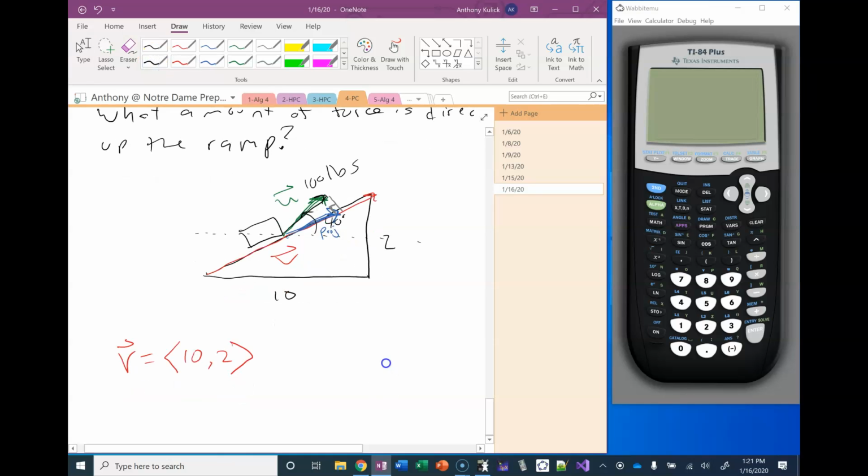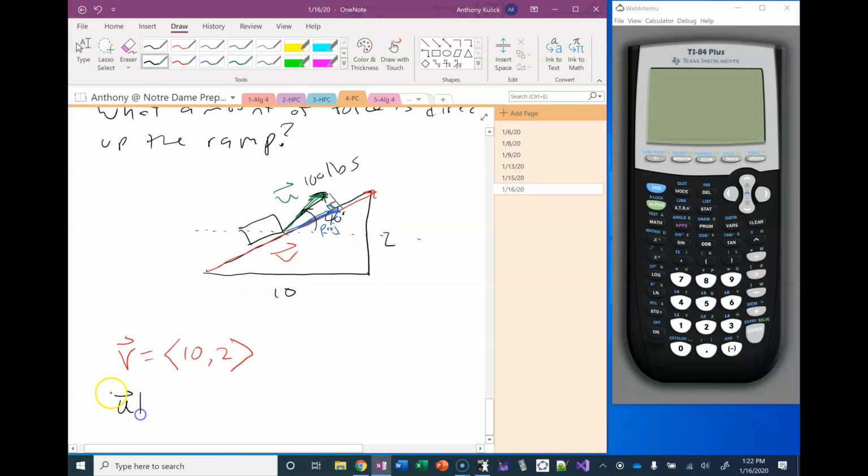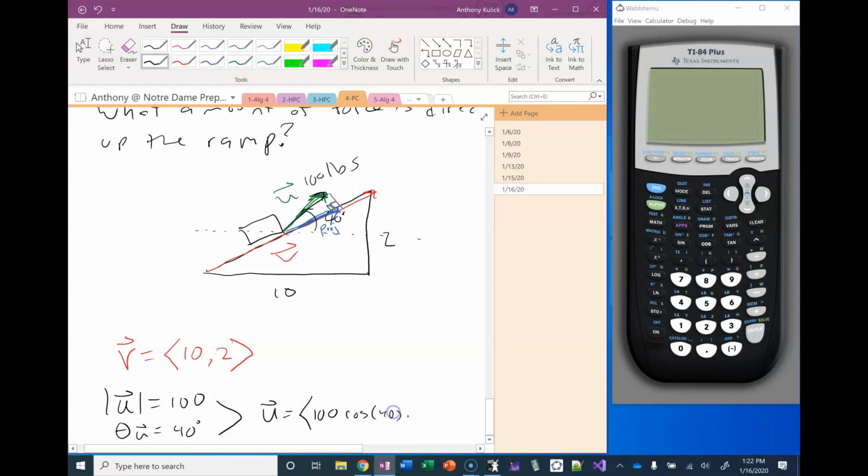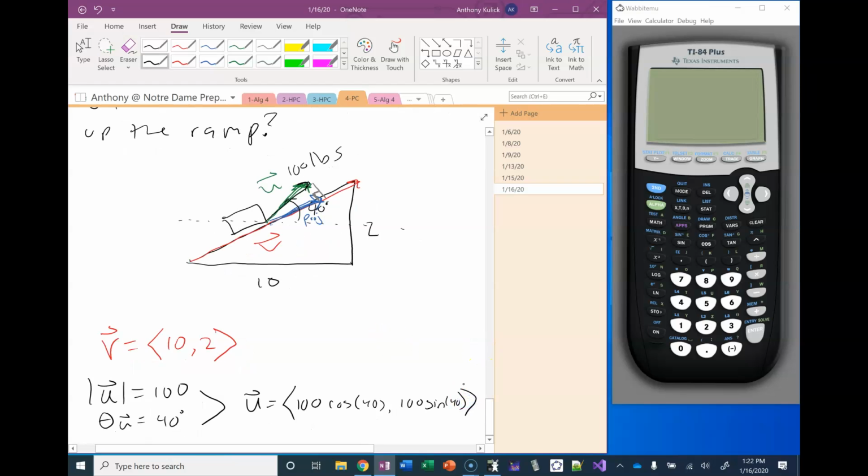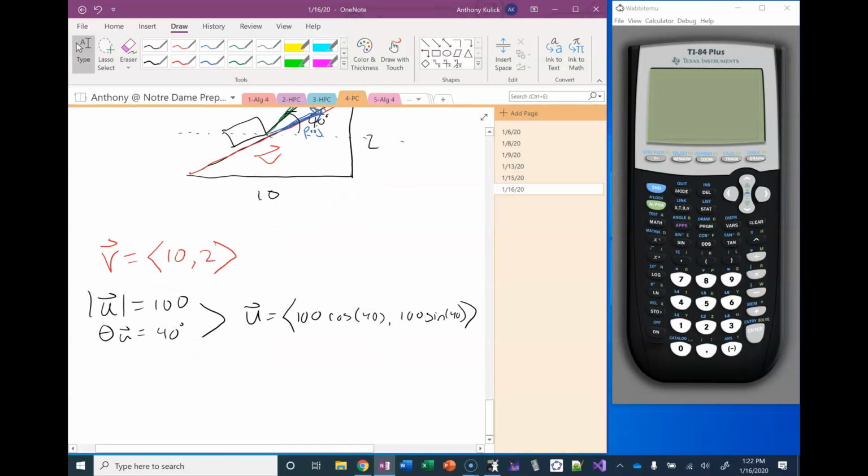Now, for my vector u, I know the magnitude of u is 100, and the angle for u is 40 degrees. So if I take those together, u is going to be 100 cosine 40, and then 100 sine 40. Everybody good there?